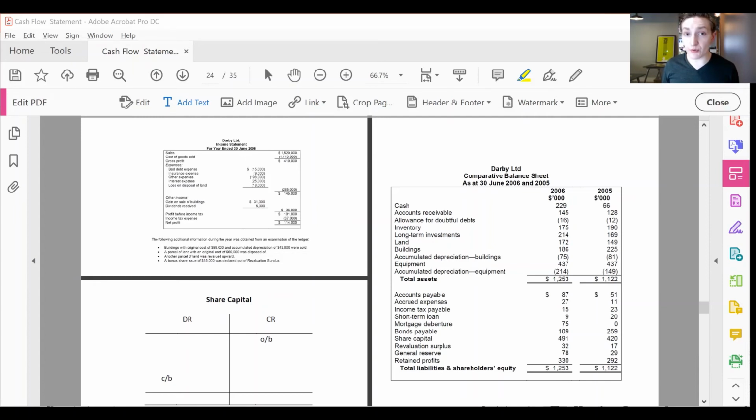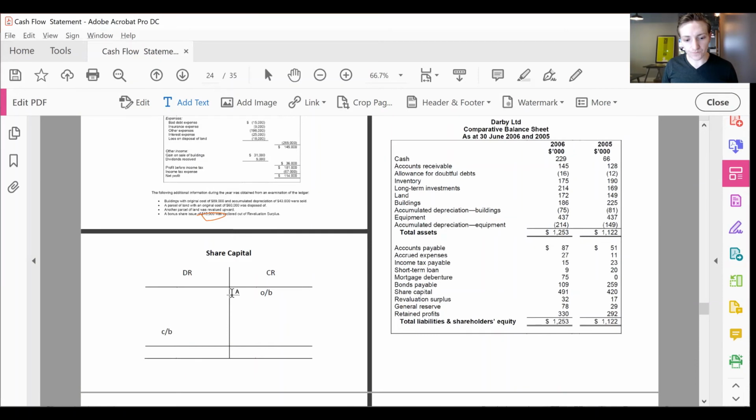There's nothing that would imply any form of share repurchase. However, we do know that there was a bonus issue worth 15. We know that from the notes down here where it says there is a bonus issue declared out of the revaluation surplus. So let's start filling in the T account for share capital. The opening balance is 420 and the closing balance is 491. You can get this simply by reading it off the balance sheet here. So share capital starts off at 420, ends at 491, relatively straightforward so far.